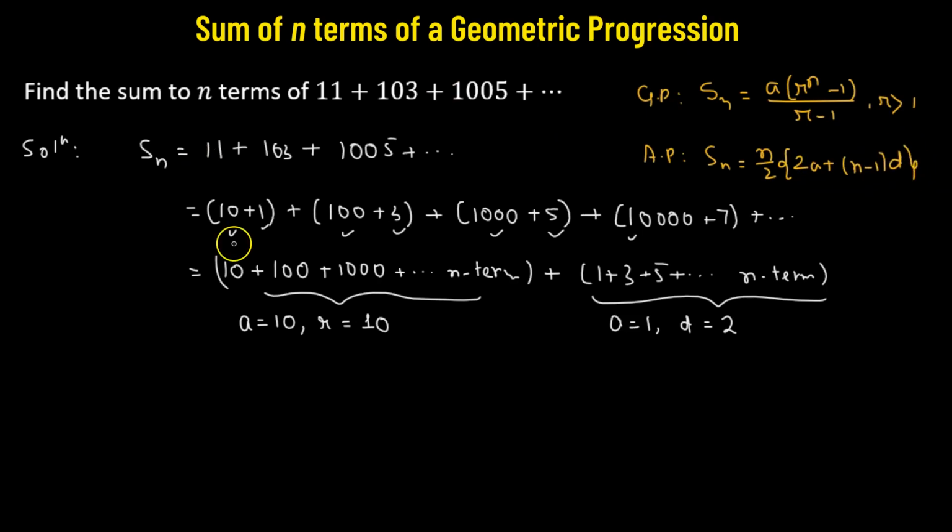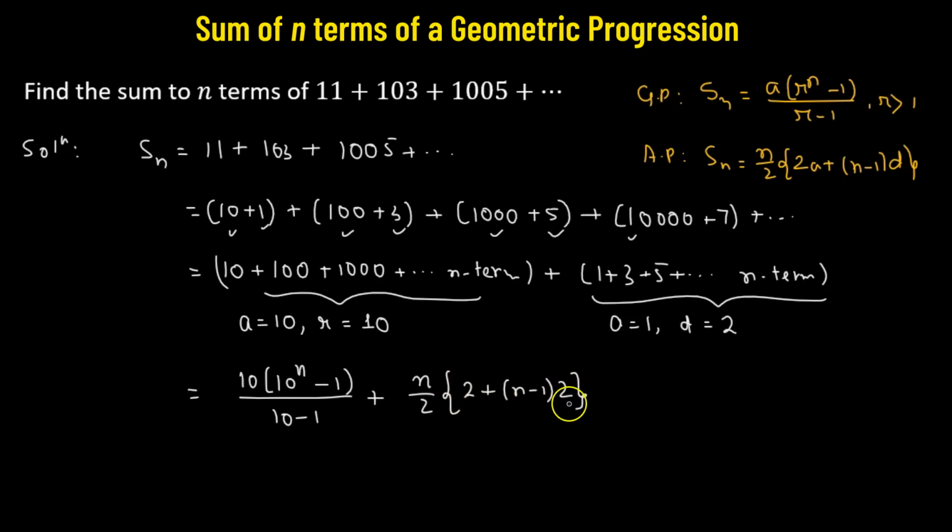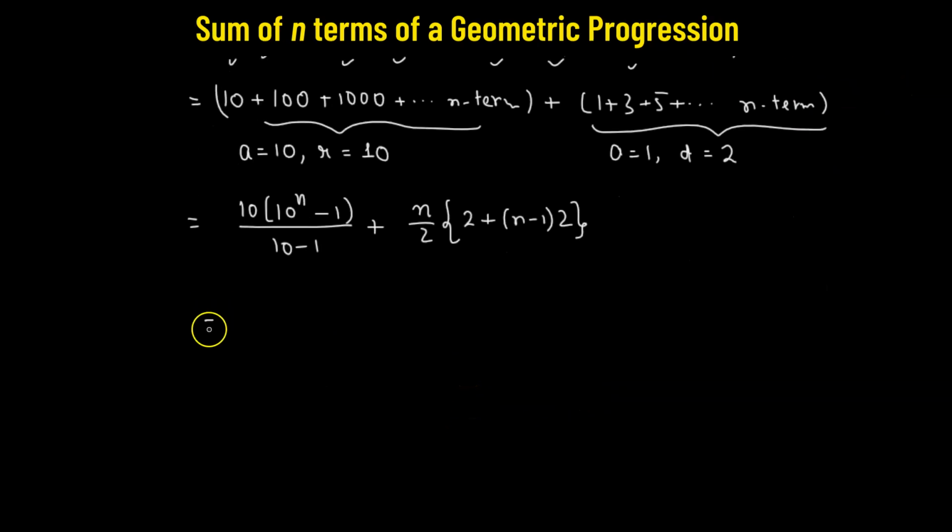So let's obtain the respective sums. For the geometric progression, we have 10 multiplied by 10 raised to the power of n minus 1, divided by 10 minus 1. Plus, for the arithmetic progression, the sum will be n over 2 multiplied by 2 times a, so that's 2, plus n minus 1 times the common difference, so that's 2. Further simplification gives us 10 multiplied by 10 raised to the power of n minus 1, divided by 9, plus n over 2 multiplied by 2 plus 2n minus 2, so that's going to give us simply 2n. The 2 and 2 cancel out, so this will be n squared.